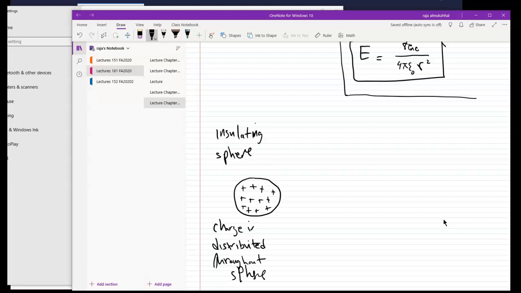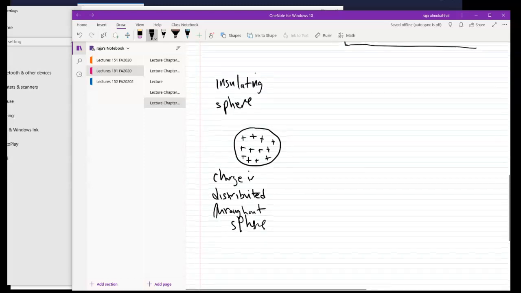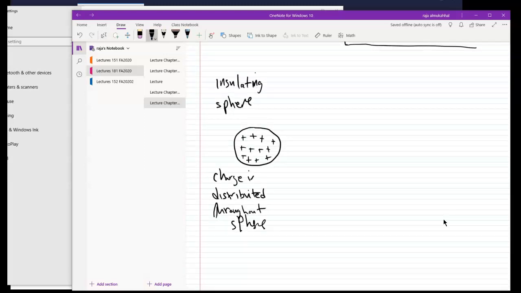Okay? In other words, what that means is that if the radius of this sphere is, let's say, big R, and any radius inside, we'll call it small r, then E, the electric field, does not equal 0 for r less than big R. In other words, E does not equal 0 inside the sphere. That's what I'm trying to say. Okay? Only for what? Insulating sphere or non-conducting sphere.